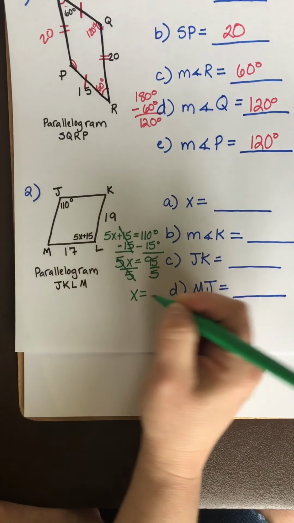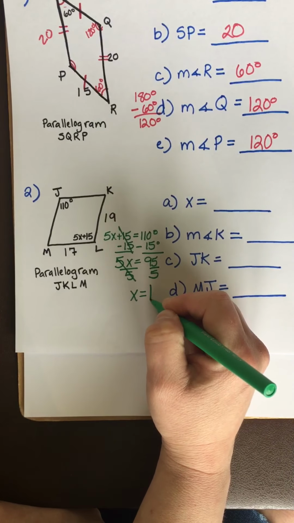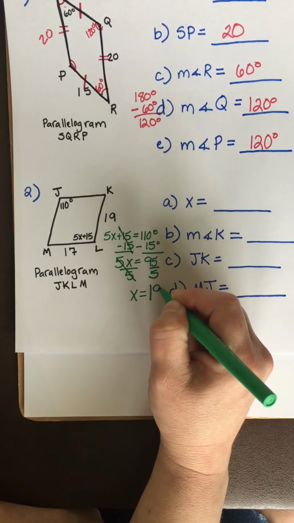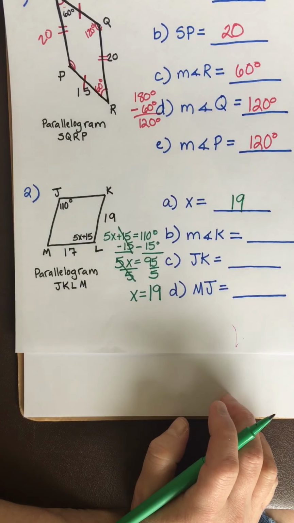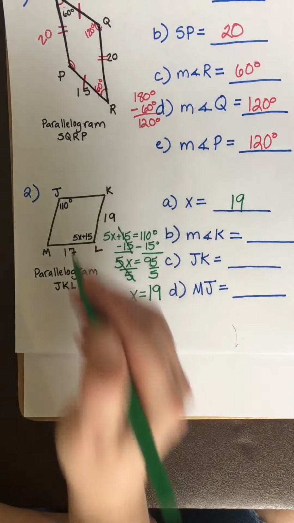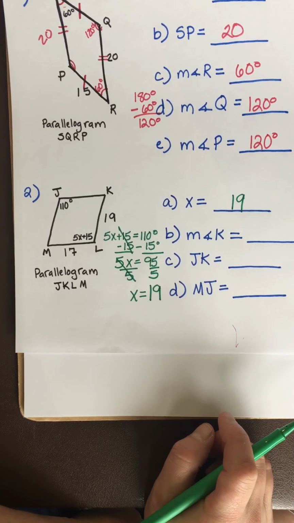And we get x equals, let's see, 5 will go into 9 one time, and that'll leave 45. 5 goes into 45 9 times. So x equals 19. So how can we find the measure of angle K?